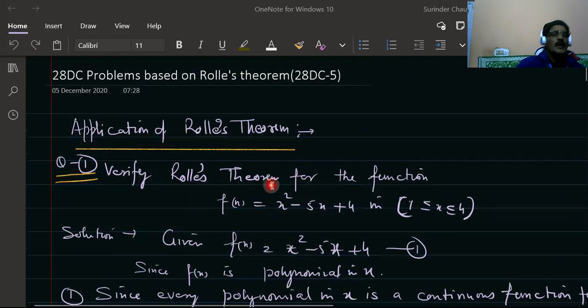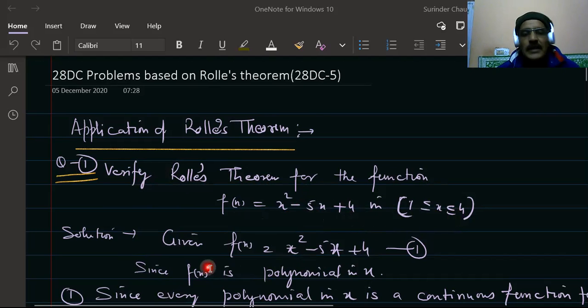Now we will apply this theorem to search for functions which will satisfy Rolle's theorem or which will not satisfy it. So we'll see how to apply Rolle's theorem on a function. Let's discuss the first problem. Verify Rolle's theorem for the function f(x) = x² - 5x + 4 in the closed interval [1, 4].